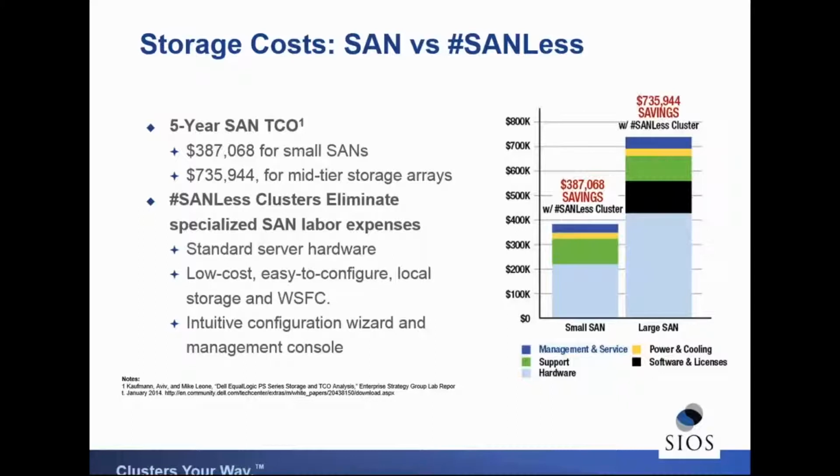So using a SANLess cluster with comparable performance, and probably even better performance, can eliminate this cost entirely. And this is where we can combine with the software licensing that we saved earlier to save customers more than $800,000 in 5-year total cost of ownership.